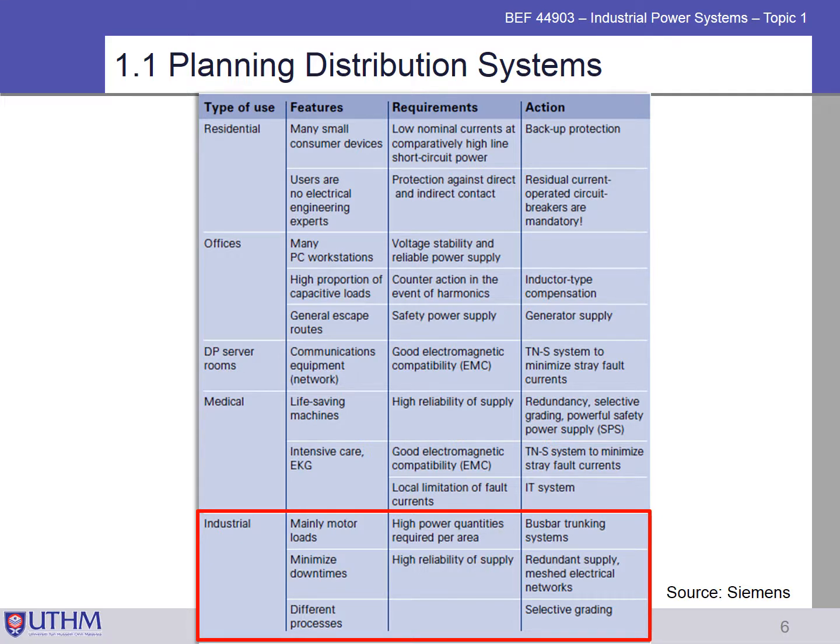So the action is bus bar trunking system. Next is minimize downtimes, and the requirement is high reliability of supply, and the action is redundant supply and meshed electrical network. Next, different processes. So the action is selective grading.